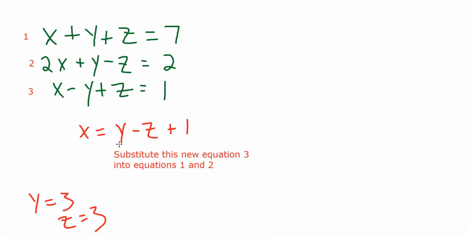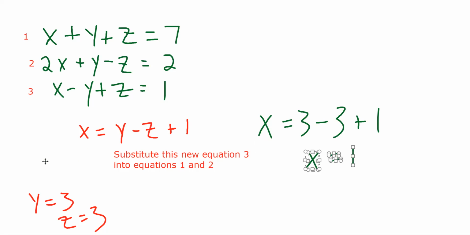Notice, though, I've already on the board have written an equation for x in terms of y and z. So I just need to take this thing, x equals y is 3 minus z is also 3, and then that plus 1 that's there. And you'll clearly get x equals 1. 3 minus 3 is 0 plus 1. So I've solved it. It wasn't quite as bad as it looked.